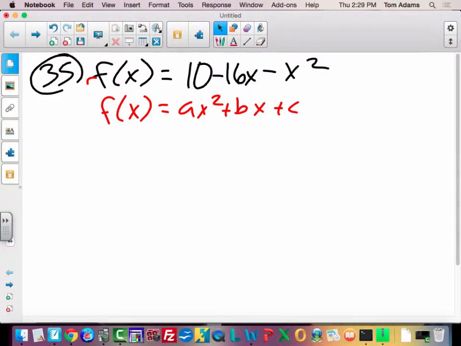So for problem number 35, they want us to complete the square of f of x. But before I can complete the square of f of x, I need to rewrite it as ax squared plus bx plus c. So I'm going to do that.